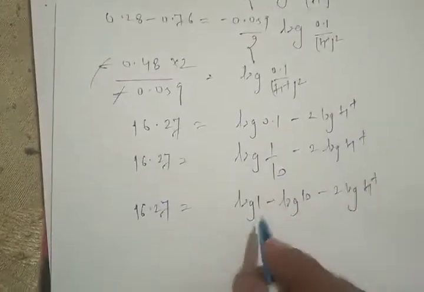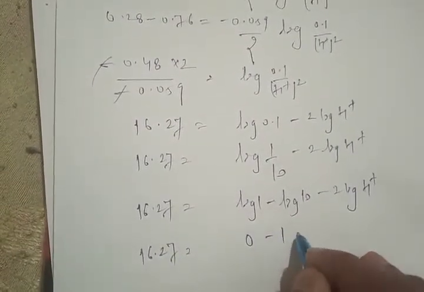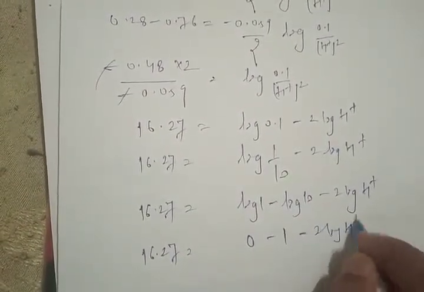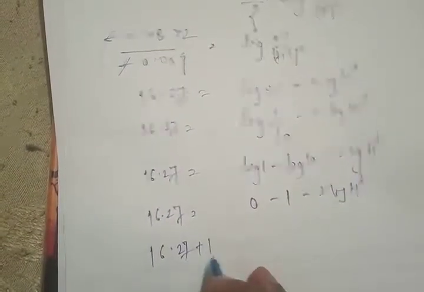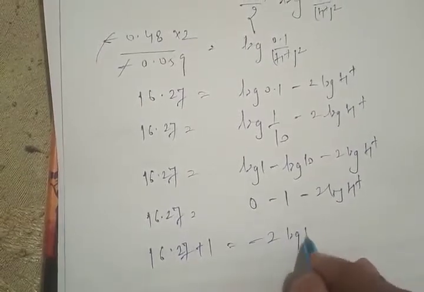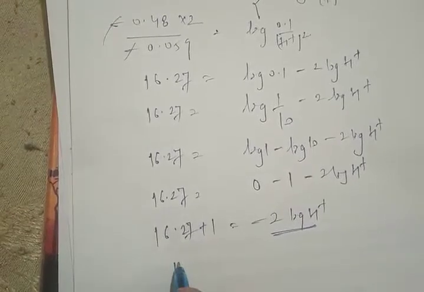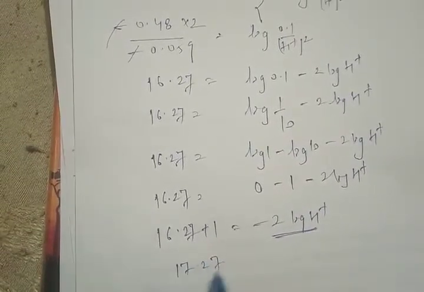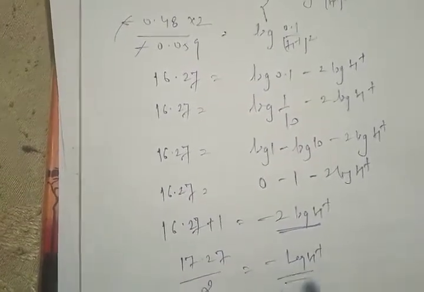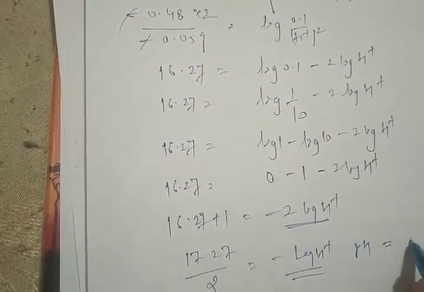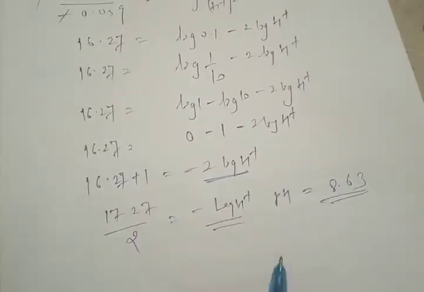2 log H plus. Log 1 value is 0, log 10 value is minus 1, and minus 2 log H plus. So minus 1 will come this side. So 16.27 plus 1 equals to minus 2 log H plus. Minus log H plus is what? pH. So this is 17.27 divided by 2 equals to minus log H plus, and this is what? pH. So pH equals to 8.63 if you divide it.